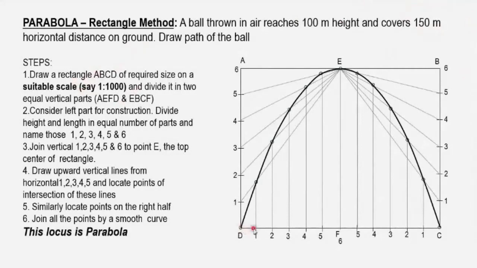Please note here that this distance D1 is not equal to this distance D1. This D1 is longer than this D1 because this vertical line is longer than this horizontal line. So the number of parts has to be the same. If I am dividing this line into 6 parts, I divide this line also into 6 parts.